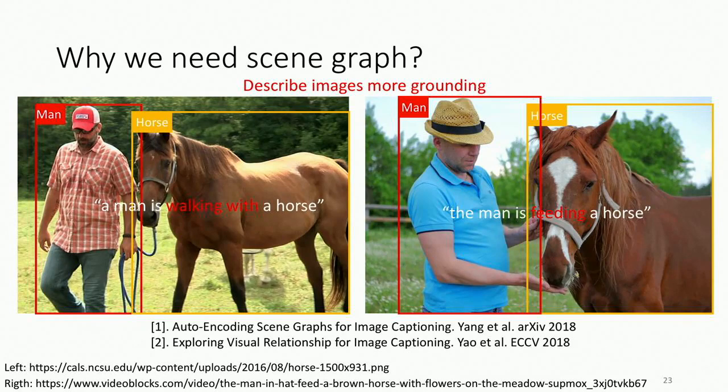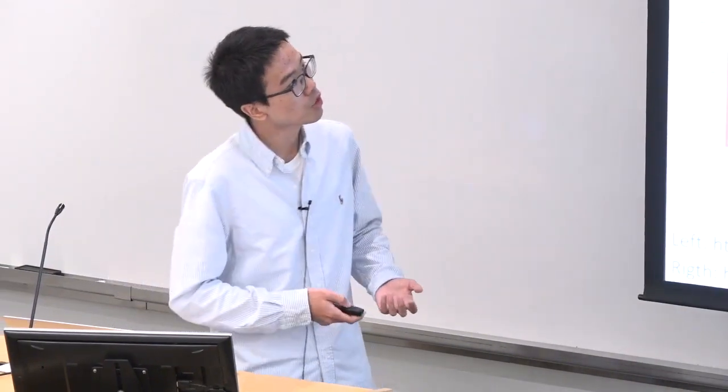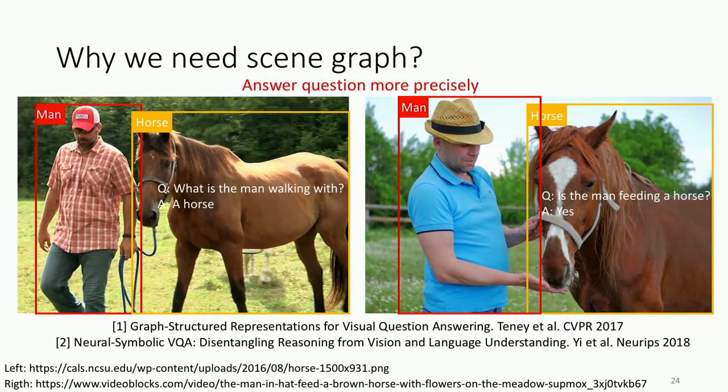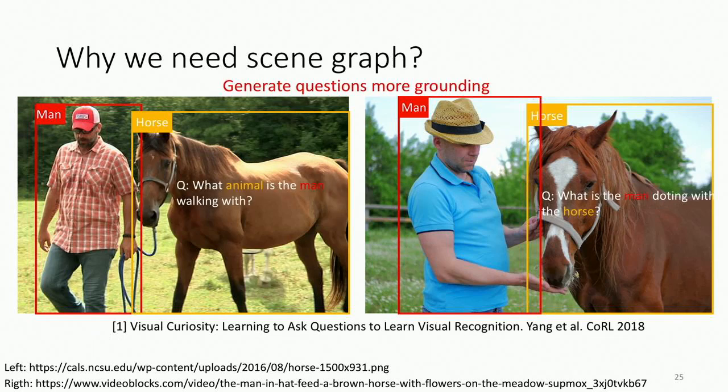And we can also describe the image more groundedly. For example, if we know the relationship between the objects, we can describe the image more accurately than if we do not know the relationship between the objects. And also we can answer questions more precisely. If we know the relationship, of course we can answer the question more groundedly and more precisely. And finally, we can even generate questions more groundedly.